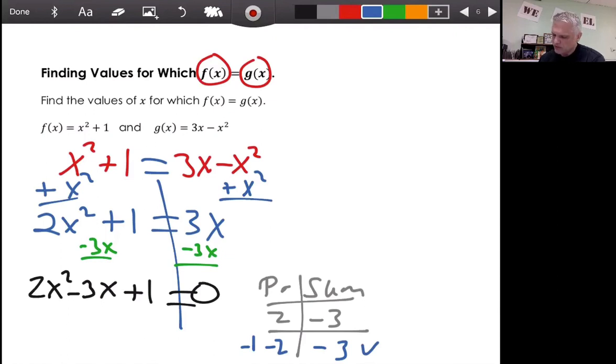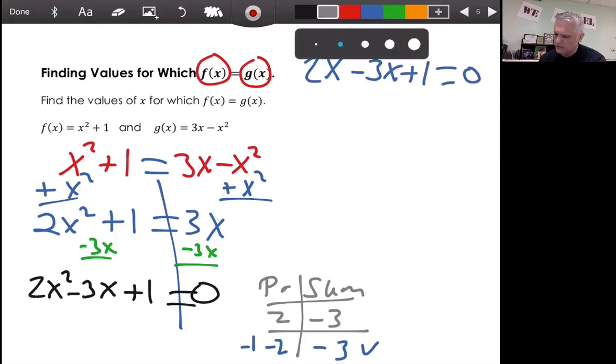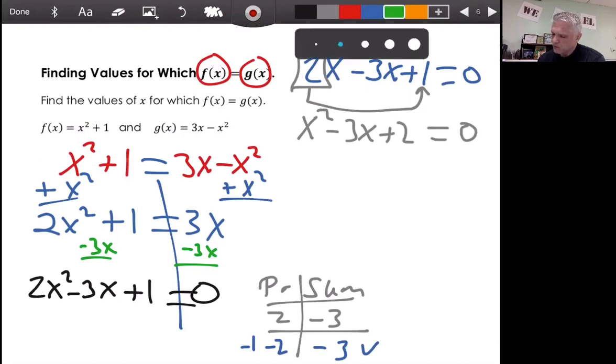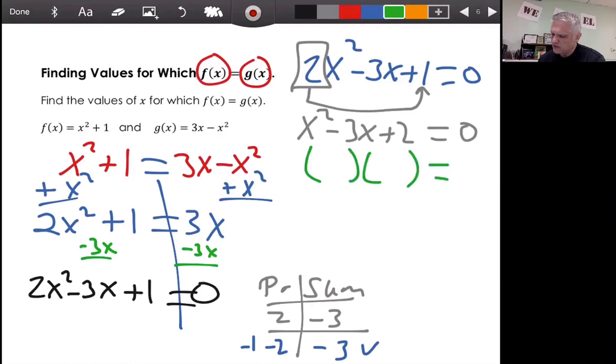Okay, so I'm going to write 2x squared minus 3x plus 1 equals 0. All right, I'm going to slip. I'm going to slip this 2 to the 1. Okay. And that means we're going to go x squared minus 3x plus 2. We just got to bring down this equals 0. Okay. We have to factor it in the slip. We've already done the work, so we know it's going to be x minus 1 times x minus 2.